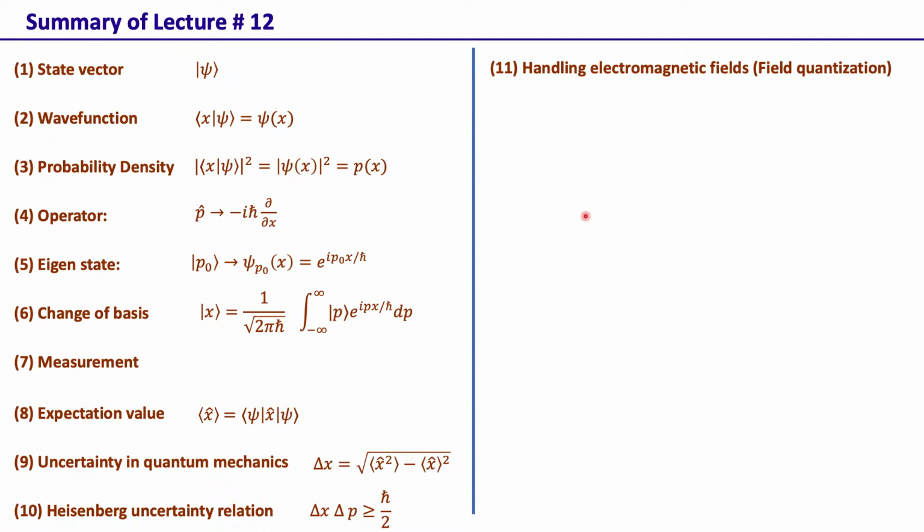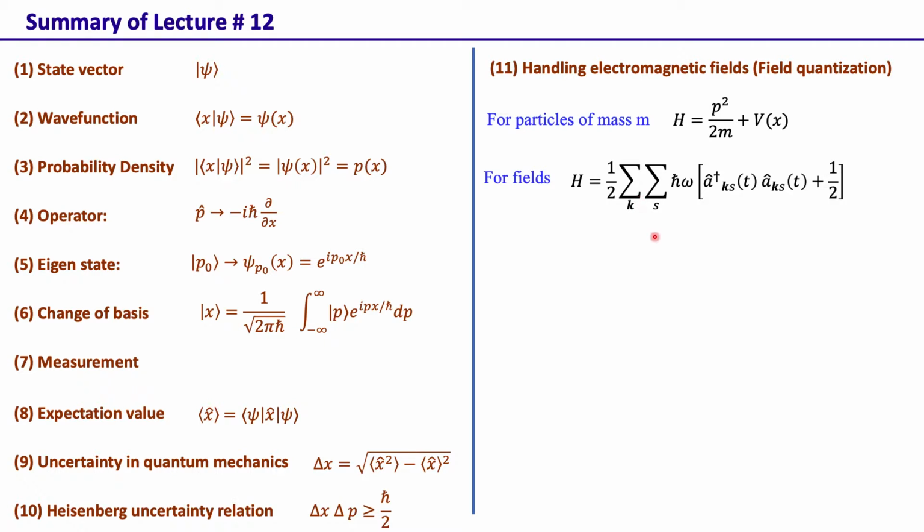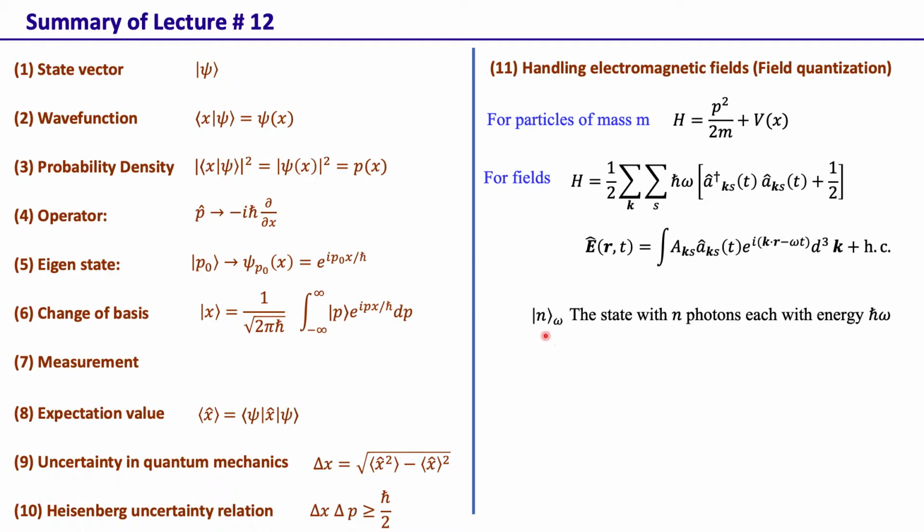We then looked at how to handle fields within quantum mechanics. For a massive particle, this is how we represent the Hamiltonian, and we work with position and momentum operators. But in handling fields, we write the Hamiltonian in terms of the electric and magnetic field operators, and then within the quantization they are represented in terms of creation and annihilation operators. Again, the electric field operators can be represented in terms of these creation and annihilation operators like this. And when we handle the fields, we represent the state of the field in the number state basis. For example, this n of omega is the state of the field with n photons, each with energy h bar omega.